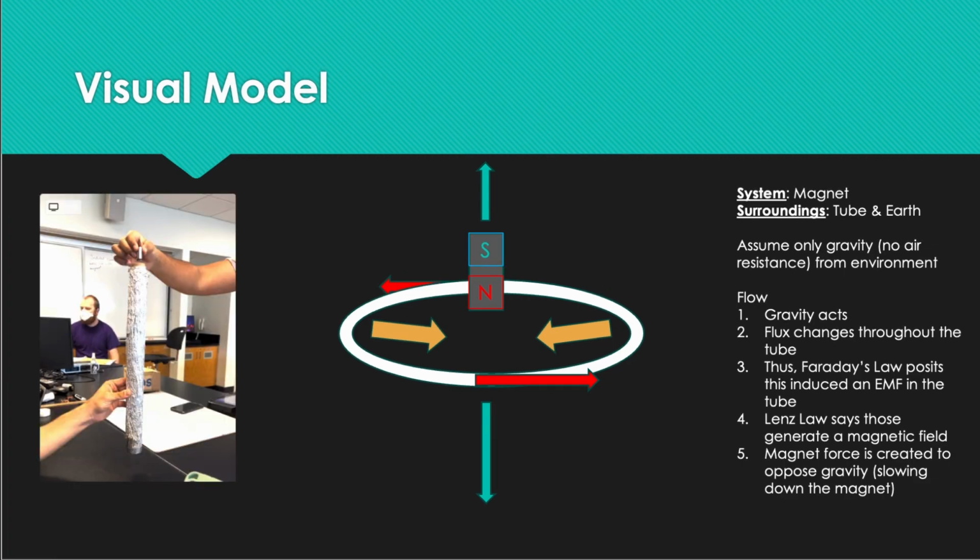Visual model: on the left you have a picture from the actual experiment. The system is the magnet, and the surroundings are the tube and the Earth. We assume there's no air resistance from the environment. So the basic flow of what happens is gravity will act, creating a downward force. The flux will change throughout the tube. Faraday's law says that this induces an EMF in the tube. Lenz's law says that those currents generate magnetic fields themselves, which exert a force opposite to gravity, but it won't be bigger than gravity, so it'll just slow down the magnet.